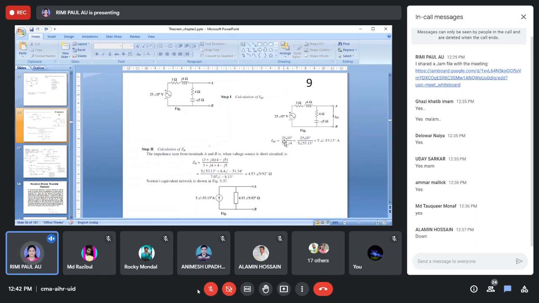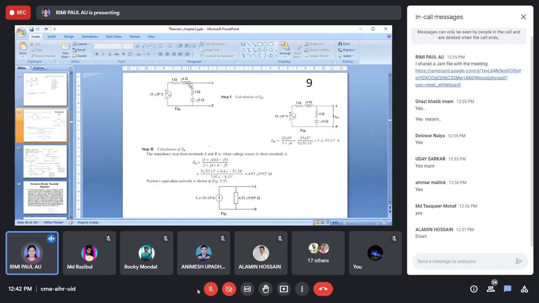So you can see that 25 angle 0 by 3 plus j4. That means, as it is a short circuited path, this is not required because this is a resistive path. Now the second step, when you do the short circuiting of this path, you can easily remove this impedance path because the current generated from this source will flow through this short circuited path.